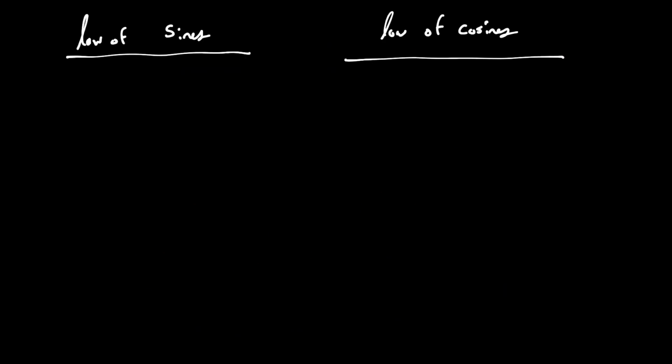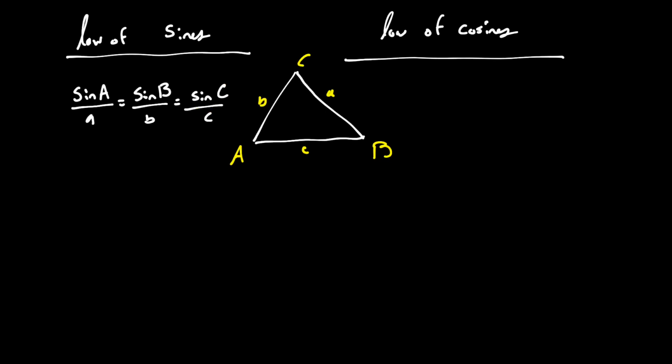Again, law of sines and cosines are useful to solve triangles that do not contain right angles. And the law of sines states that the length of the side of a triangle is in proportion to the sine of the corresponding angle. More specifically, law of sines was used to solve two different cases. Either we're given one side and two angles, or we're given two sides and the angle opposite to one of those sides.